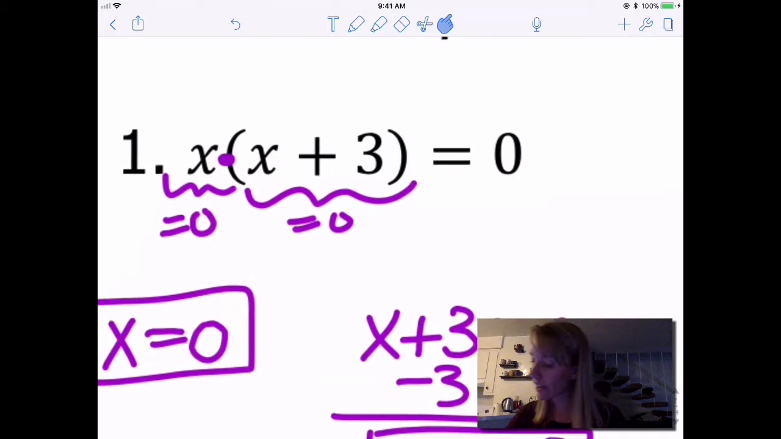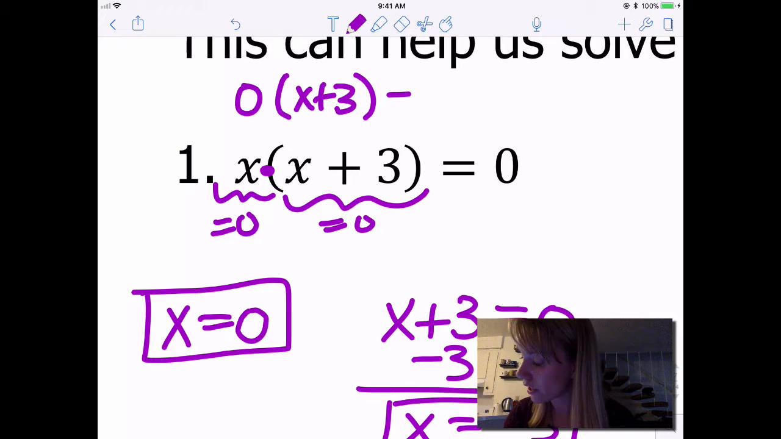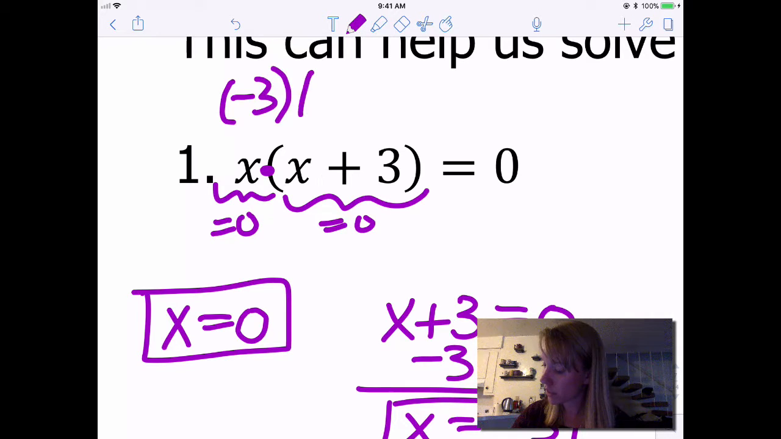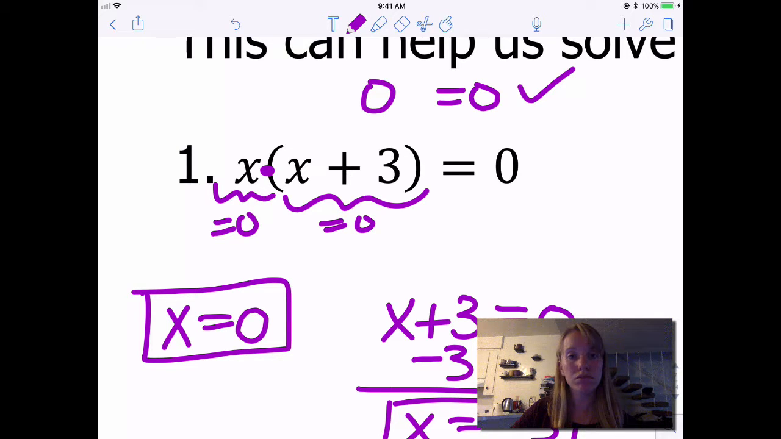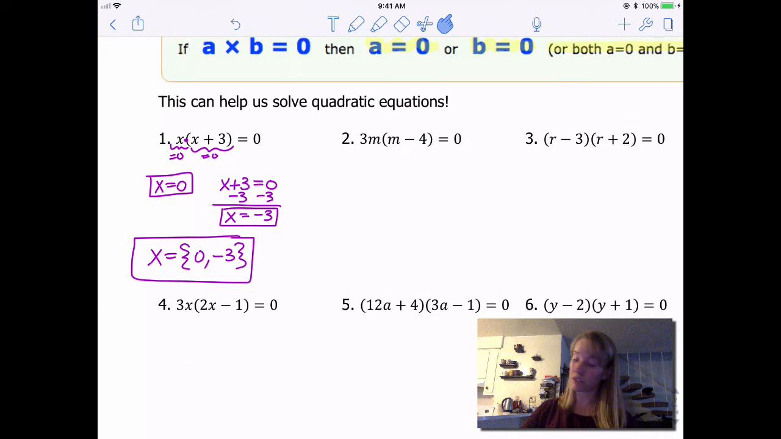If I tried plugging that in, if x equals 0, I'd get 0 times x plus 3 equals 0. Well, that's true because 0 times anything is 0. So that one checks out. And then if x equals negative 3, let's plug in negative 3 in both places. Negative 3 times negative 3 plus 3. Negative 3 plus 3 is 0. Negative 3 times 0 is 0. So 0 equals 0. Then it checks out. So that's what we're going to see over and over again. The math isn't too hard. It's really just setting up those two equations.